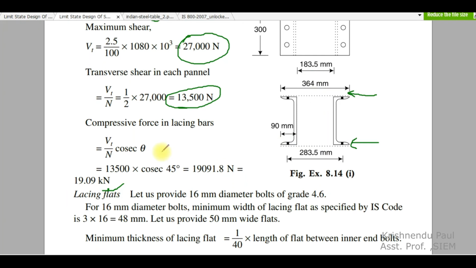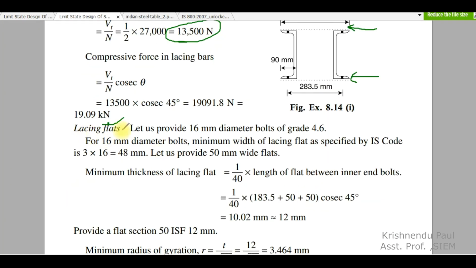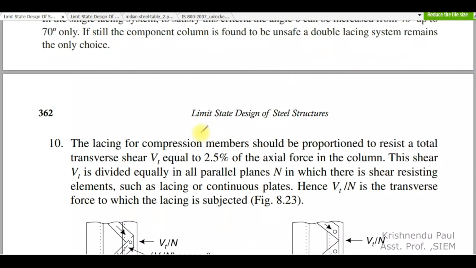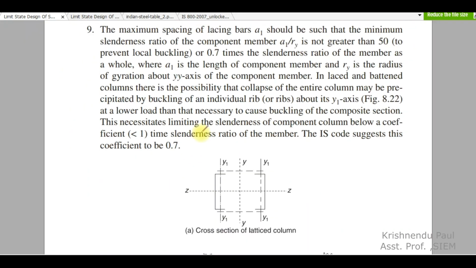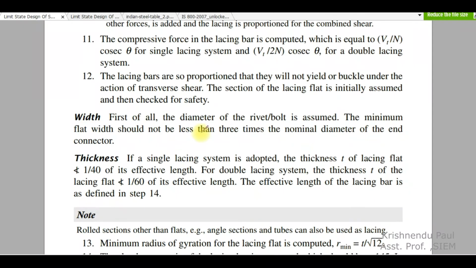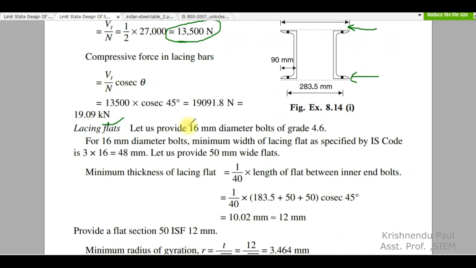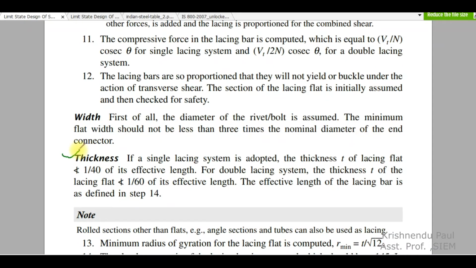So in case of lacing bar design, what are the steps? You can see the minimum width should not be less than 3 times the nominal diameter of the end connector, that means the bolt. So it should be at least 3 times the diameter. So if you choose a 16 mm diameter bolt, the minimum width should be 48 millimeters. Rounding up, it will be 50 millimeter wide. So the thickness will be as per this criteria.